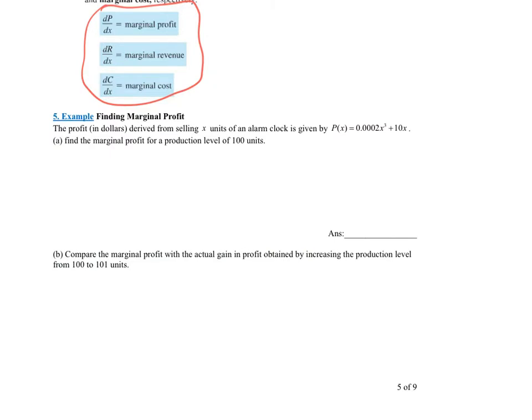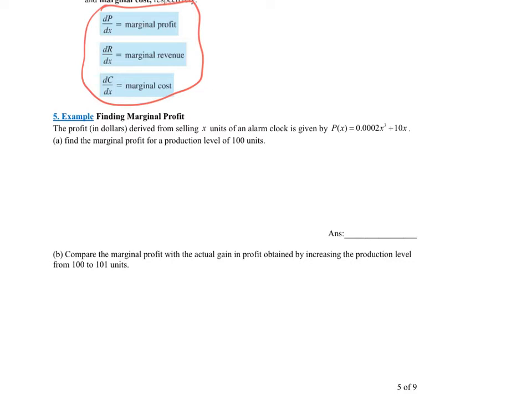So let's look at example 5 here, finding the marginal profit. It says the profit in dollars derived from selling X units of an alarm clock is given by P of X equals 0.0002 X cubed plus 10X. Part A says find the marginal profit for the production of 100 units. Notice it doesn't say the profit of 100 units. If it was the profit of 100 units, we would just directly plug it in.